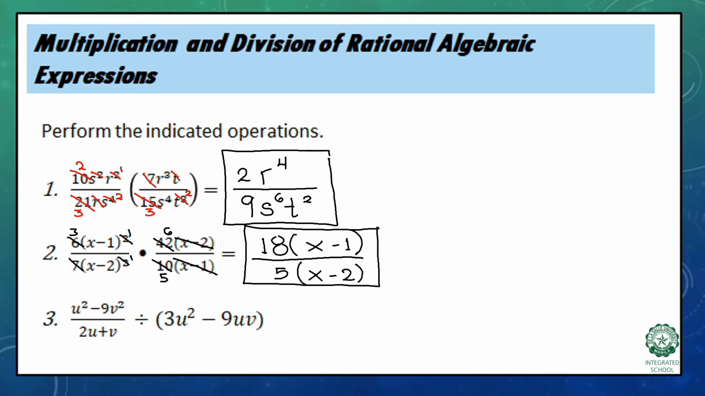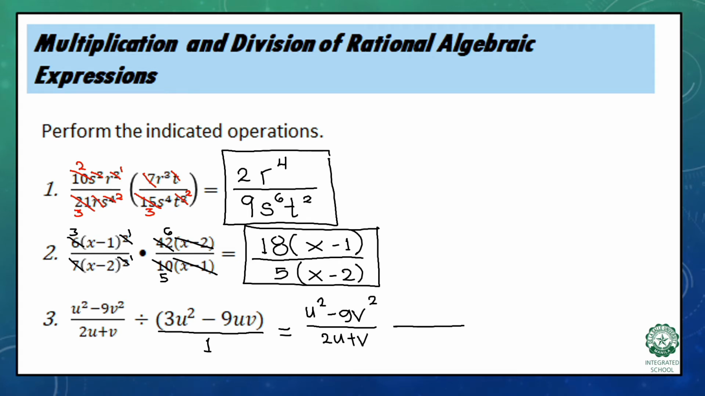Number 3. Since number 3 is division, the method to solve or simplify this is to find the reciprocal of the divisor. Okay? So first, let's put over 1 here to make it clear and easy for us to reciprocate the divisor. Once you find the reciprocal, the operation will be changed into multiplication. u squared minus 9b squared over 2u plus b.